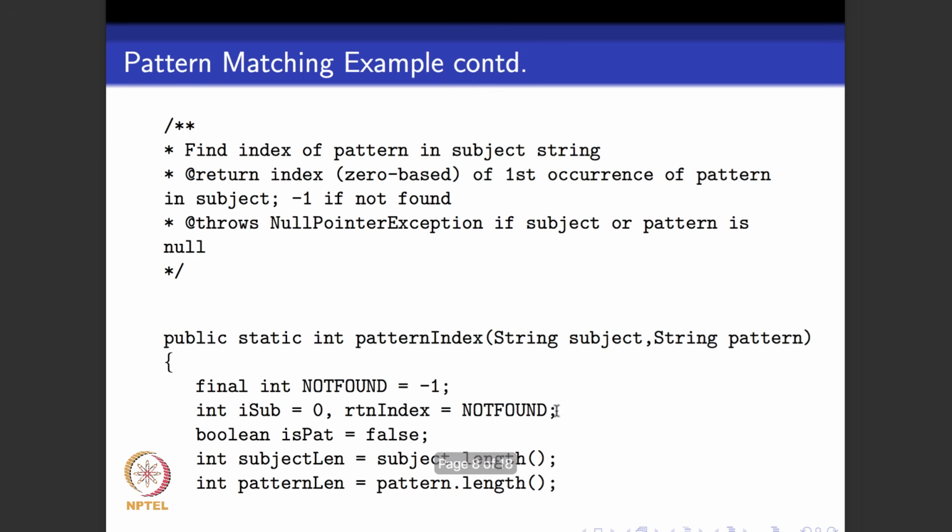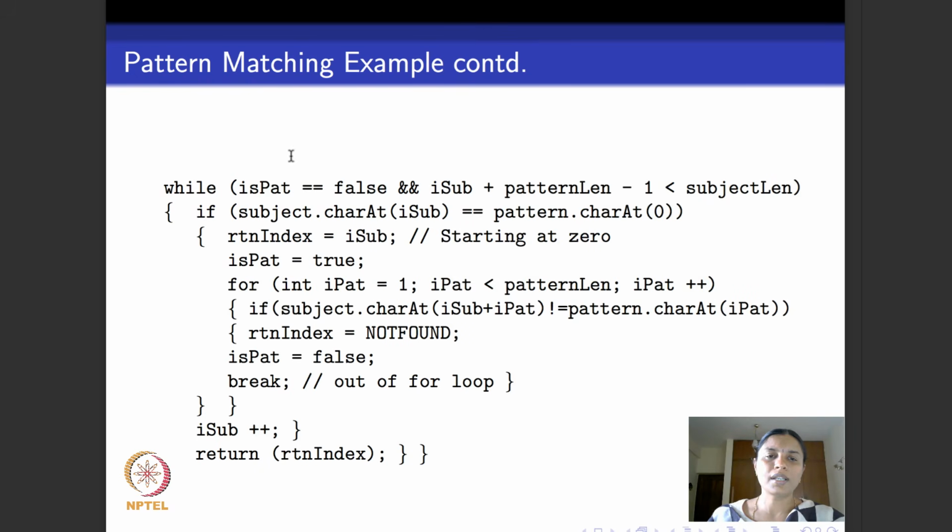It takes two arguments, a subject and a pattern, and it uses a few Boolean variables to search for the pattern in the subject. Initially it assumes that the pattern is not found in the subject, so it says this pattern is false. Then it checks if the length of the pattern is well within the length of the subject. And then it says, now let's look at the first character of the pattern, which is at index 0, along with wherever I am in the subject, which is given by this index I sub.